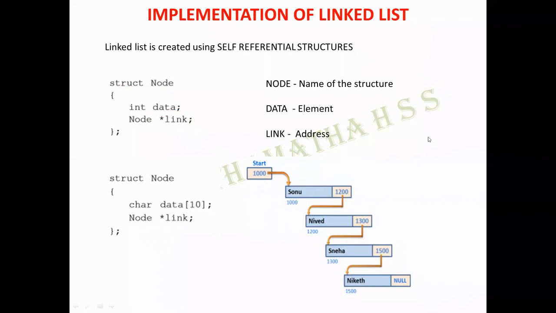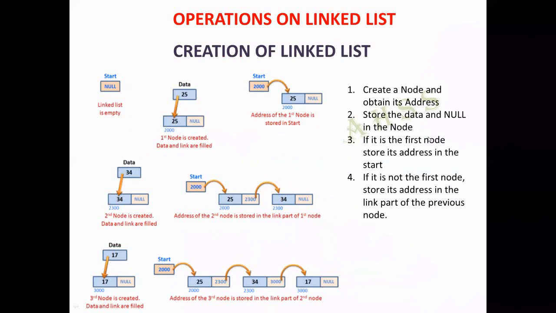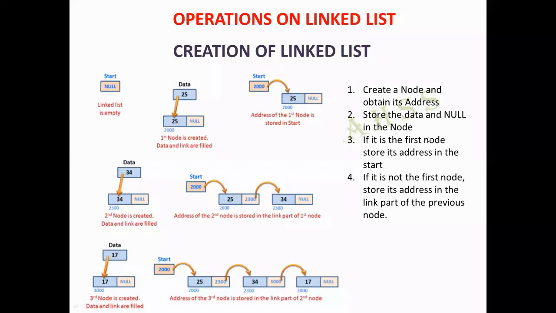So the next one is creation of a linked list. In this creation there are two different ways. You can create it with the start position empty, or you can create it knowing the start position. There are two different ways of creating: one is assuming it to be an empty linked list, and the other is one which already has some values. Okay, so creation of a linked list.